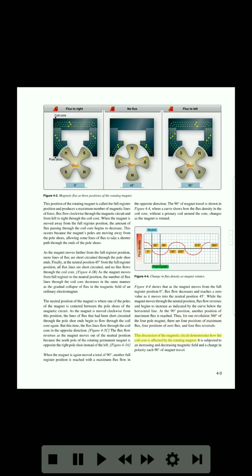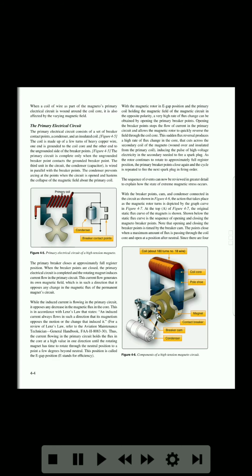This discussion of the magnetic circuit demonstrates how the coil core is affected by the rotating magnet. It is subjected to an increasing and decreasing magnetic field and a change in polarity each 90 degrees of magnet travel. 4-3. When a coil of wire as part of the magneto's primary electrical circuit is wound around the coil core, it is also affected by the varying magnetic field.